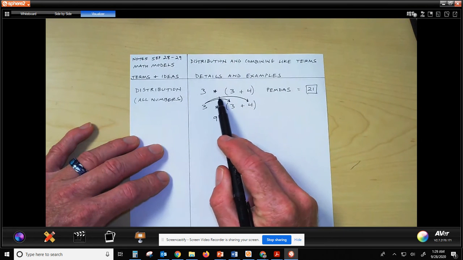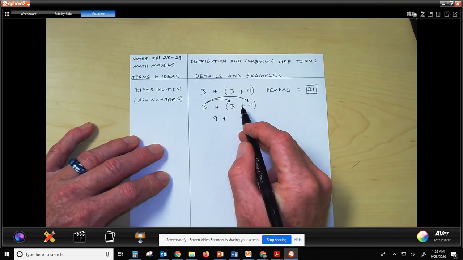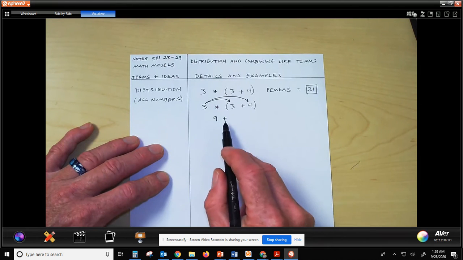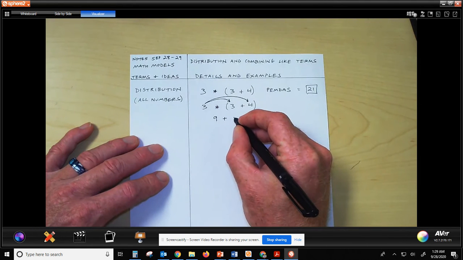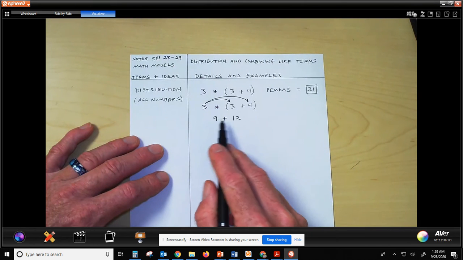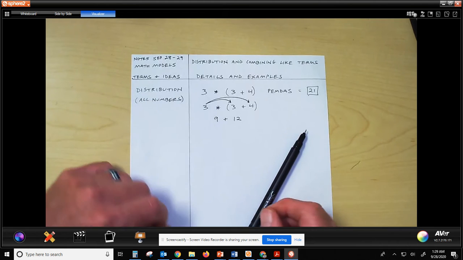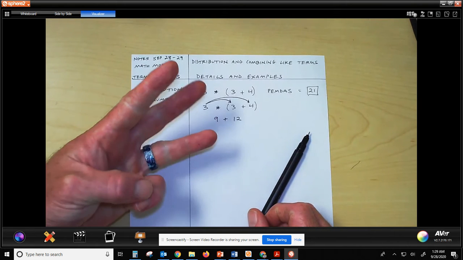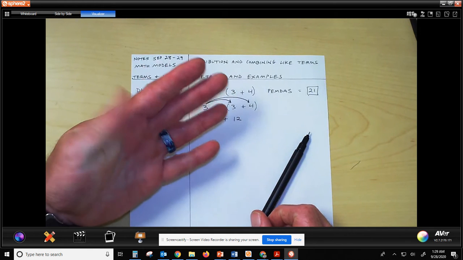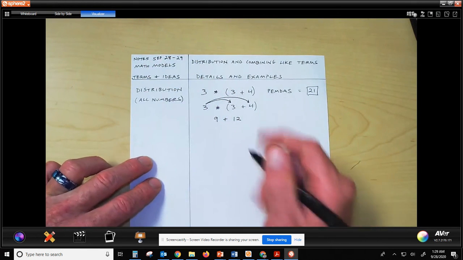And 3 times 4, there is a plus sign here. So 3 times 4 is a 12, and I keep this plus, positive 12. 9 plus 12, I think about it. Sometimes I even use my fingers. 9, 10, 11, 12, 13, 14, 15, 16, 17, 18, 19, 20, 21. There's 12 fingers.